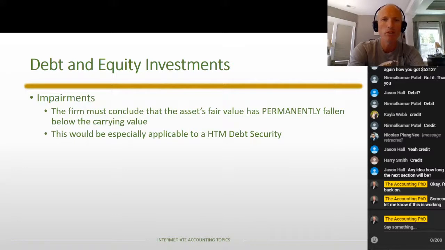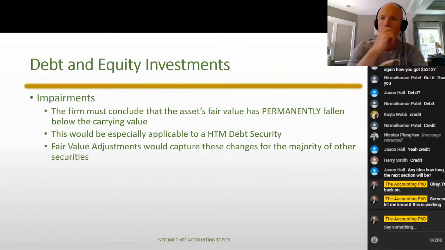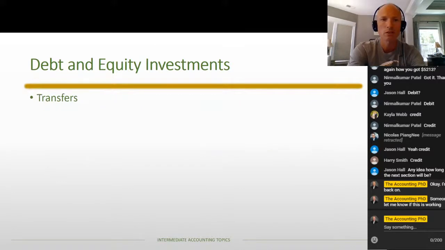But again, impairments are not a common occurrence, and especially not common when you do fair value adjustments anyway. Again, for a majority of other securities, the fair value adjustment would have captured this.